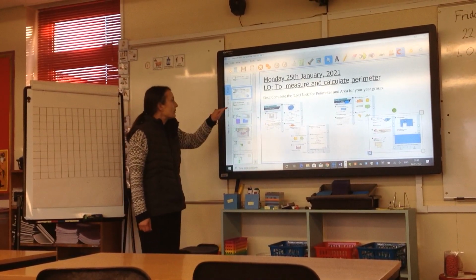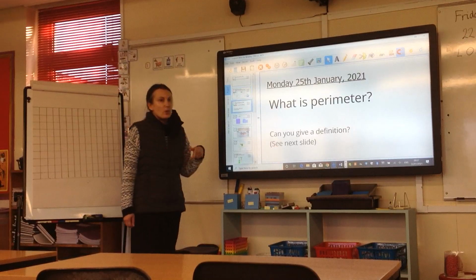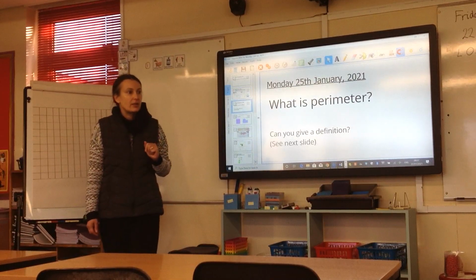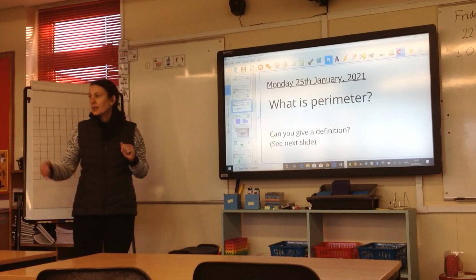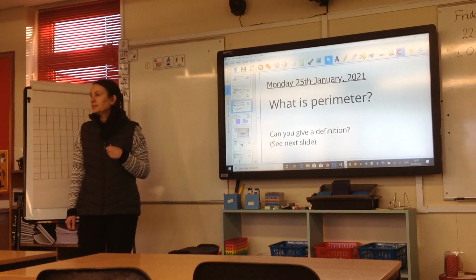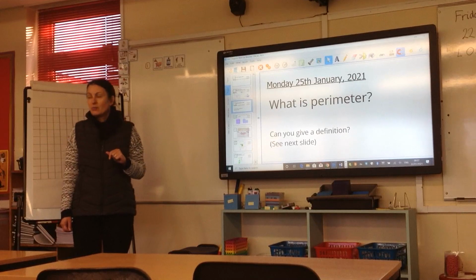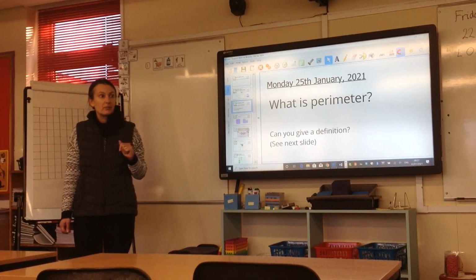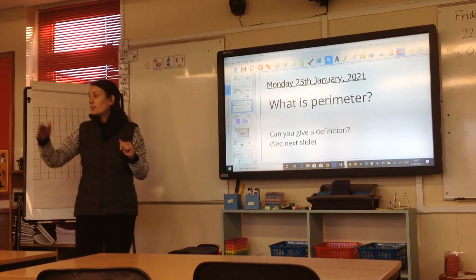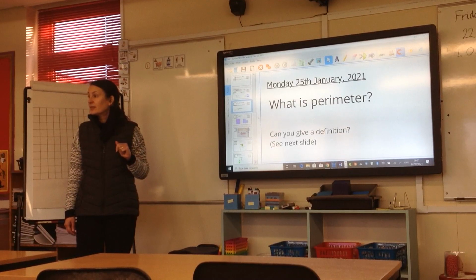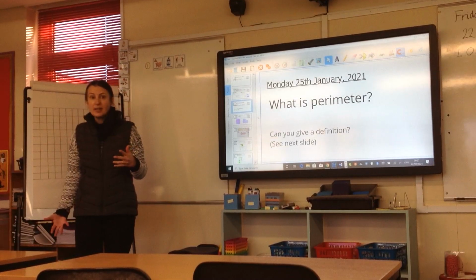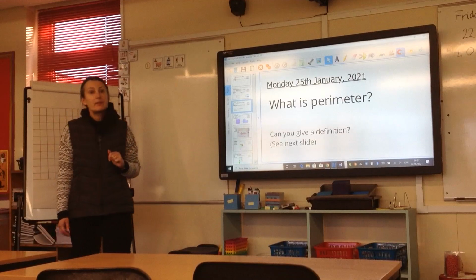Okay, so this morning, starting off with what is perimeter? Can anyone tell me what is perimeter? Yeah. It's the outside of a shape. Okay, yeah, the outside of a shape. You agreeing? Yeah. What to do with the outside of the shape? I'm not sure, but is it like what size? Something to do with size? Yeah. Okay. Good on you.